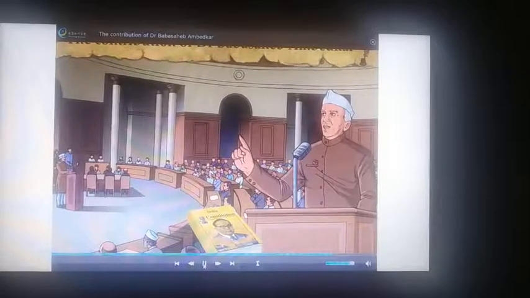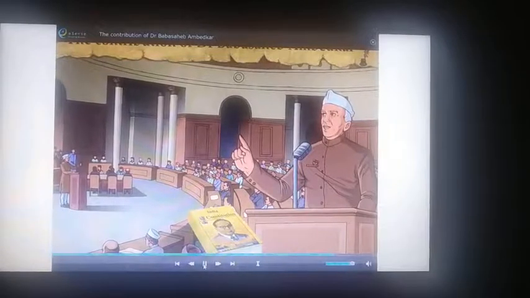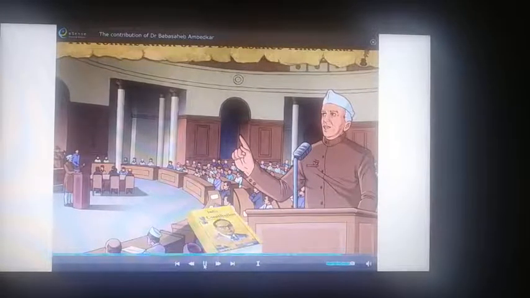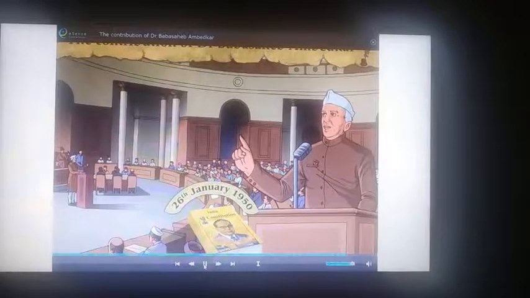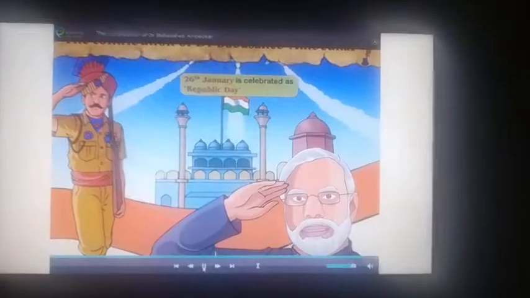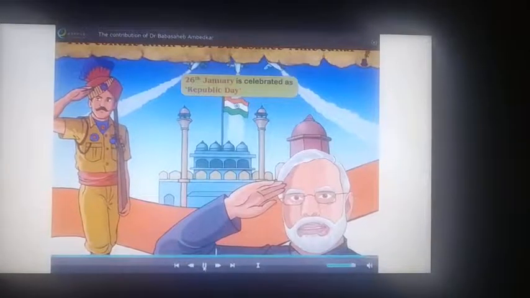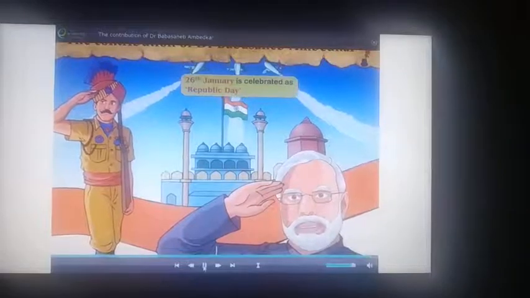The country began to be governed according to the provisions of the Constitution from 26 January 1950. The Indian Republic came into existence from this day. Therefore, 26 January is celebrated as Republic Day.